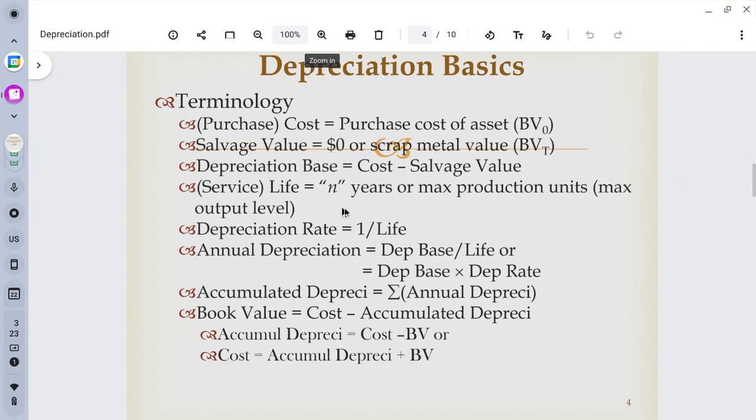Now, service life, or just life, is expressed in the number of years or maximum production units or maximum output level. You understand that they express service life in either years or output units, especially if you buy a light bulb. It will say how many hours it can light up. So that's like production quantity. It's in quantity.